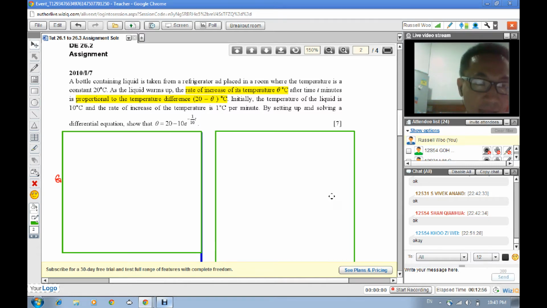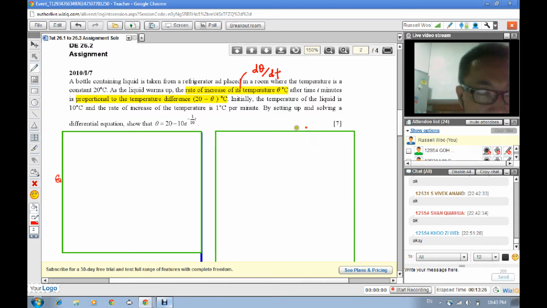So look at the highlighted words there: the rate of increase of its temperature. This is very important. Some of you take physics, some of you don't, it doesn't really matter. Rate of increase of its temperature. So very quickly, rate of increase of temperature is actually d theta dt.